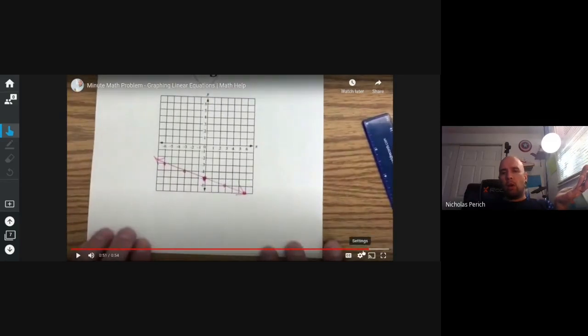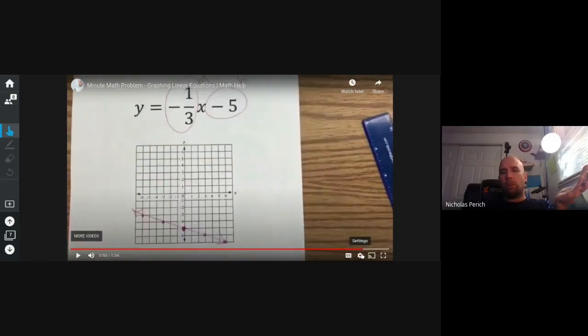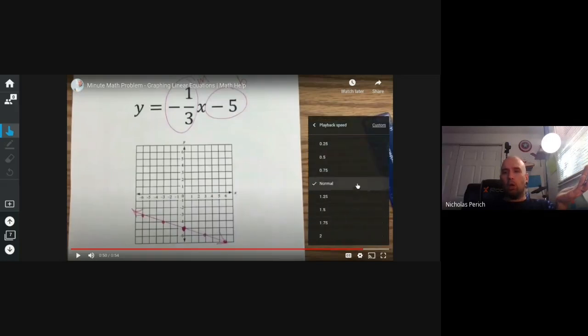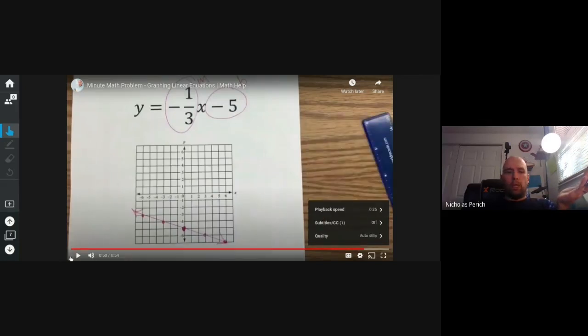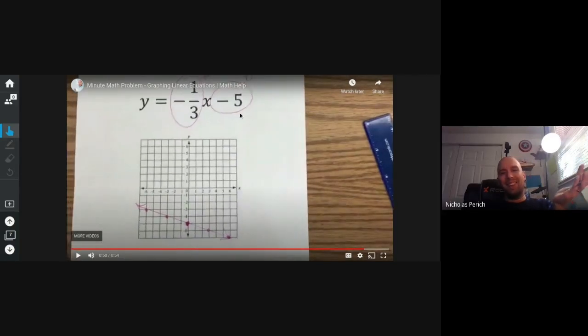I put a dot at -5, and then my slope tells me where I go from there. So my slope is negative 1 over 3. A negative slope goes up and to the left or down and to the right. So I could go up 1, left 3. So I did. I went up 1, left 3, put a dot. Up 1, left 3, put a dot.